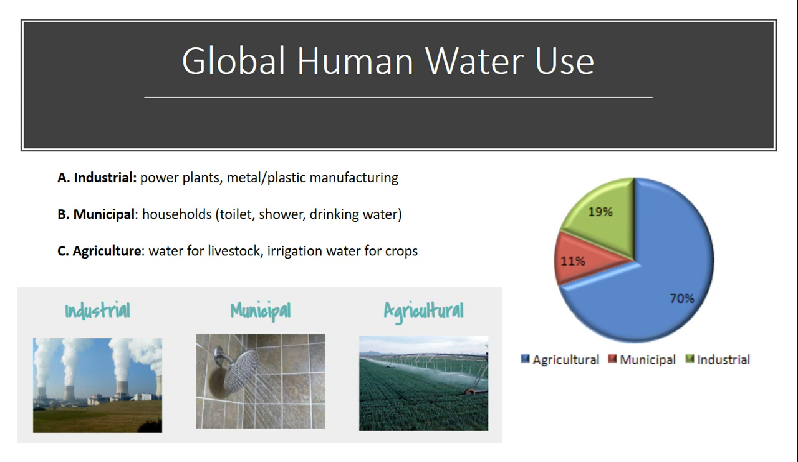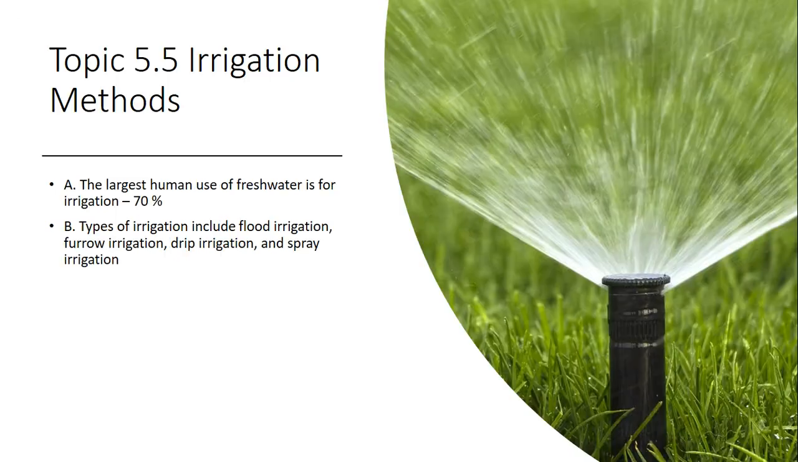We can also see an industrial use of water. Lots of power plants tend to use water as a cooling factor. Same thing with any big metal or plastic manufacturing companies; they tend to use water for that same purpose. But you'll notice, though, in the pie chart to the right, the majority of our human water use tends to gravitate more towards agriculture. So it's key to understand, well, how do we use water for agricultural purposes?